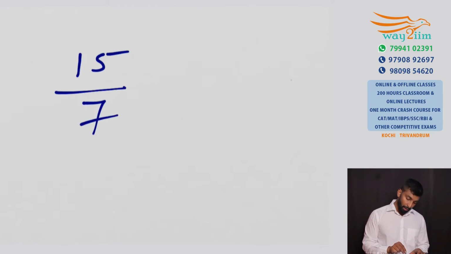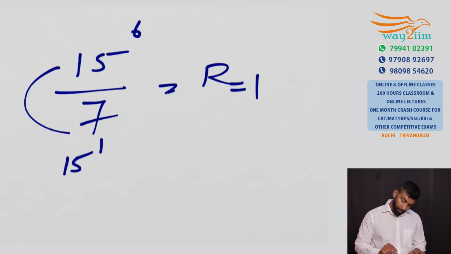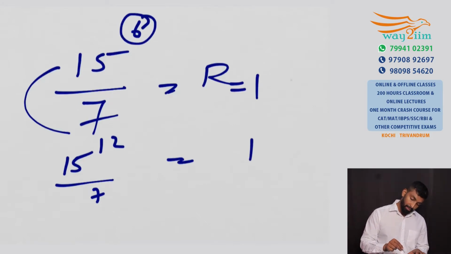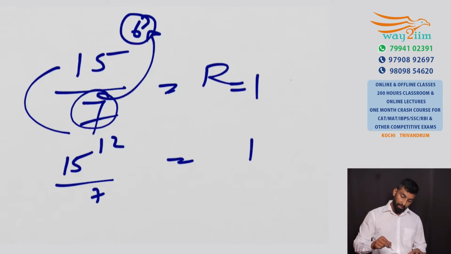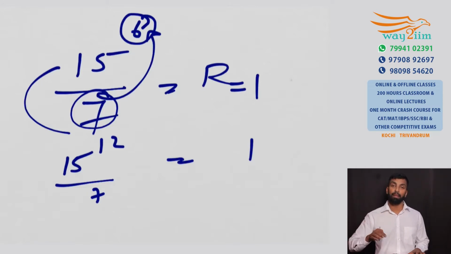So again let me tell you, 15 by 7, these two are coprimes. If this was 6, your remainder will be 1. 15 raised to 12 by 7 will also be remainder 1. Why? Because 6 is Euler's number of 7. So any series if you take now, what is 15 raised to 12 by 7? That is nothing but 15 raised to 6 by 7 into 15 raised to 6 by 7. So 1 into 1, again you will get remainder 1. 15 raised to 24 also will give you the same. 15 raised to 48 also will give you the same. That means I can generalize: 15 raised to 6 times anything will give you the same.